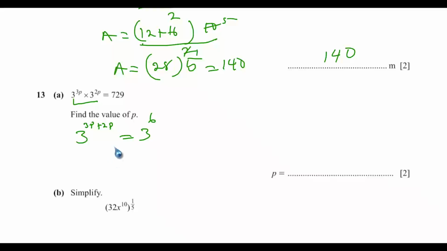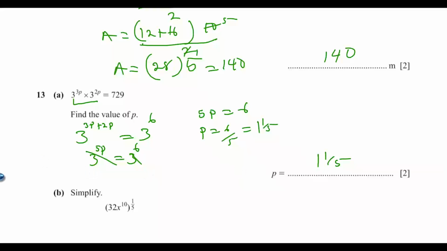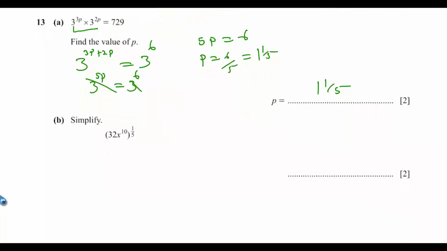Then we can now add this together. This will be 3 to the power of 5p equals 3 to the power of 6. So this will cancel this. We are left with 5p equals 6, and the value of p equals 6 over 5, which is the same thing as 1 whole 1 over 5. So 1 whole 1 over 5. So part B, you have this.